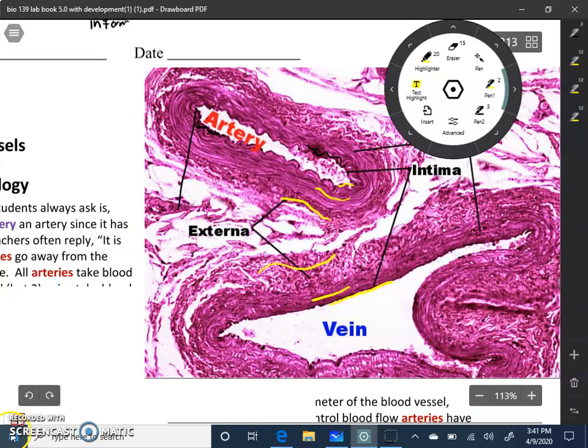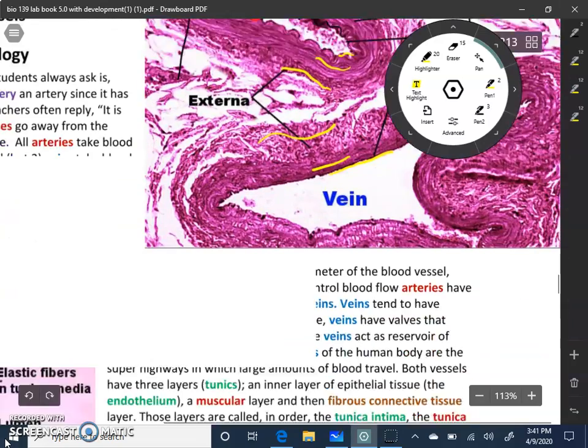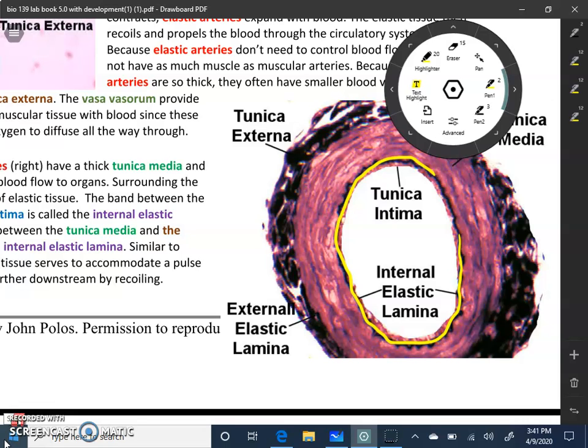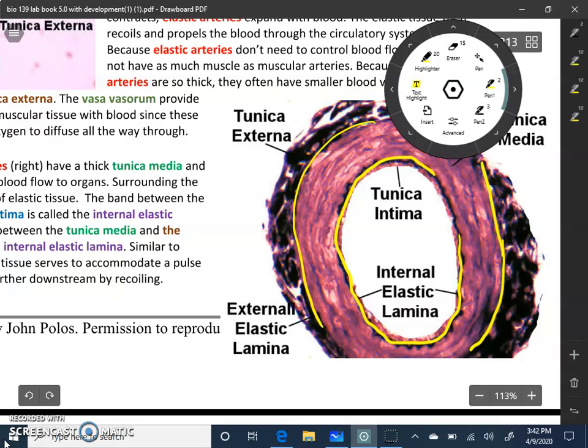Now, what we can't really see on this artery is there's actually layers between the intima and media and externa. So if we went down a little bit, we have these lamina right here of elastic tissue called the internal elastic lamina. And look how nice and round this artery is. And then we have the external elastic lamina there. Unfortunately, with this slide, the connective tissue is sort of the same color.